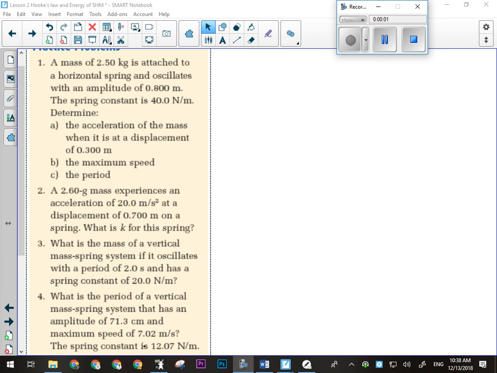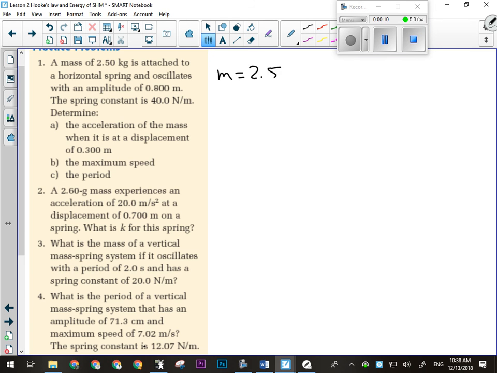All right, so let's pick up where we left off here with this 2.5 kilogram mass attached to the horizontal spring. Okay, so our givens so far: we've got mass 2.5 kilograms. We have an amplitude, which is really just the biggest that x can be, of 0.800 meters, and a spring constant, so that's k, of 40 newtons per meter. All right, they want us to calculate the acceleration of the mass when it is at a displacement of 0.3 meters.